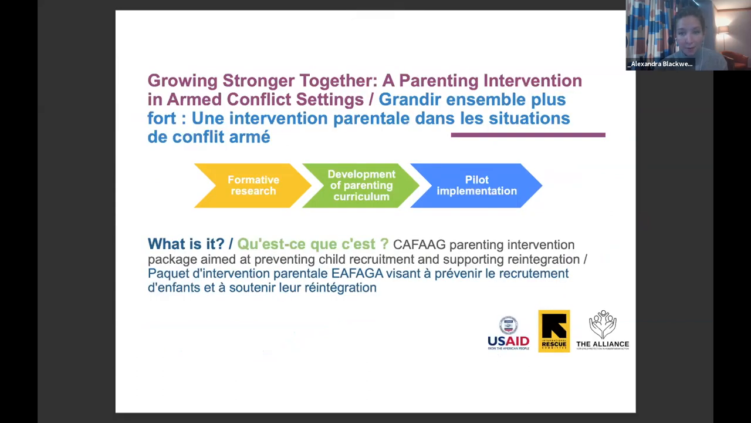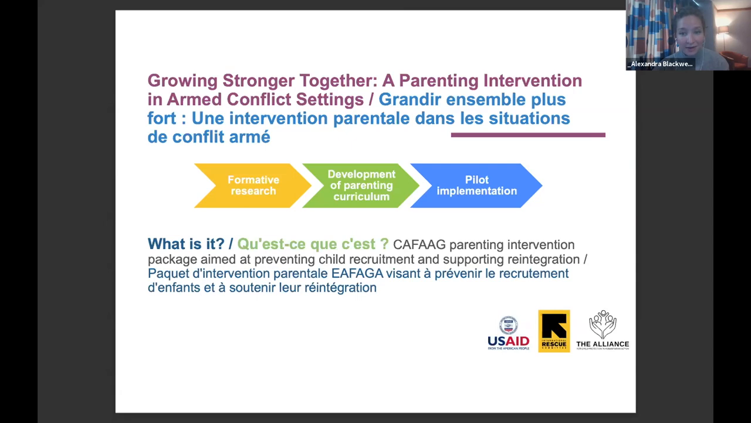So based on these formative research results, we developed with the consulting firm Articolo 12, the intervention for parents of children in conflict settings. It's called Growing Stronger Together, and it's focusing specifically on conflict settings where there's recruitment into armed forces and armed groups. The ultimate goal is to support caregivers to better support their children to prevent recruitment and facilitate their reintegration.